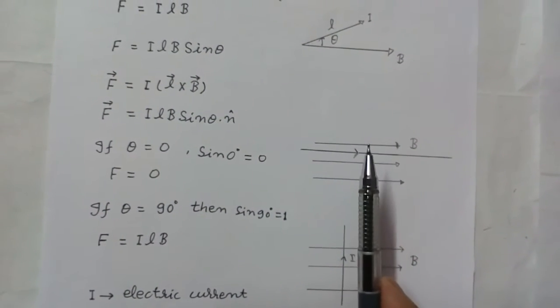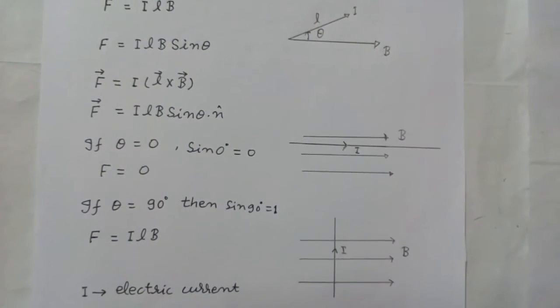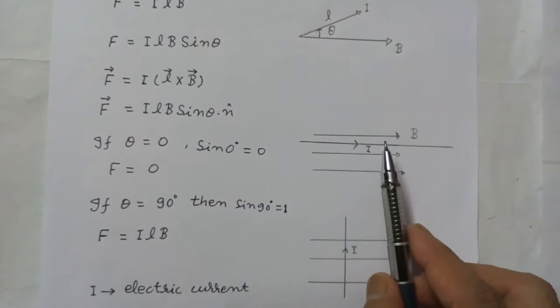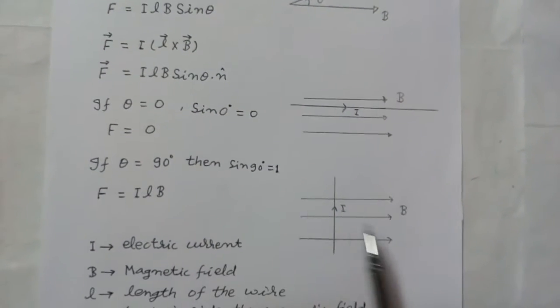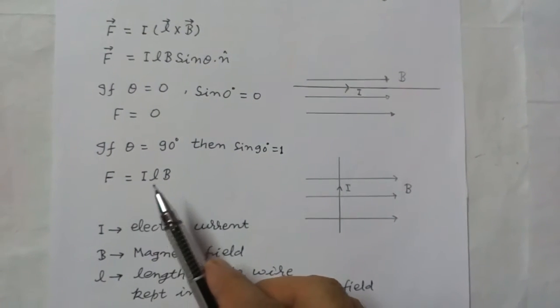So direction of magnetic field is the direction in which, when a current carrying wire is kept, this current carrying wire experiences no force. Now if theta is equal to 90 degree like this, then sin 90 is equal to 1, so F is equal to ILB.